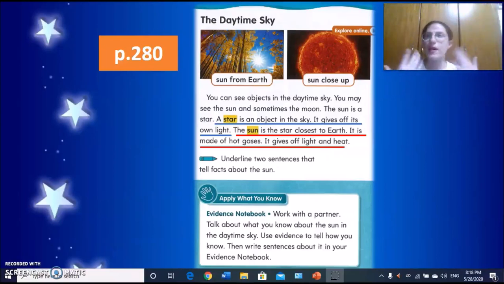What is it made of? It's made of hot gas. What is it made up of? Hot gases. And what does it give off? It gives off heat and light. Clear? So what are the facts about the sun?